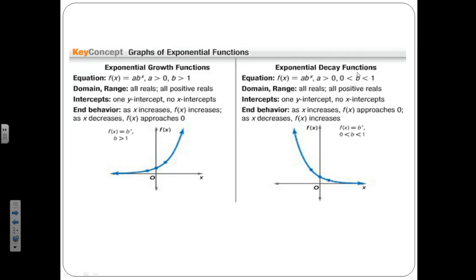For exponential decay functions, the equation would be of the form f of x equals a times b to the x, where a is greater than 0, but b is greater than 0 but less than 1. The domain would be all reals again, and then the range is all positive real numbers. It would have one y-intercept but no x-intercepts because it won't cross that x-axis. The end behavior, as x increases, f of x approaches 0. But as x decreases, f of x increases, and it would have the shape of this graph.